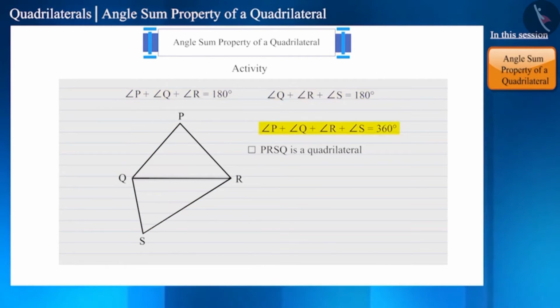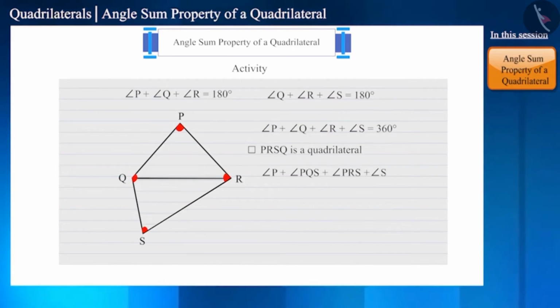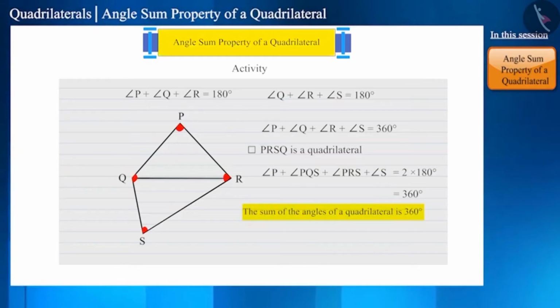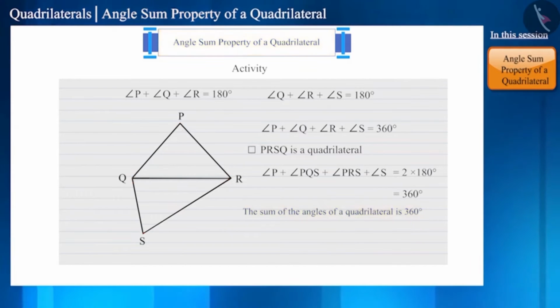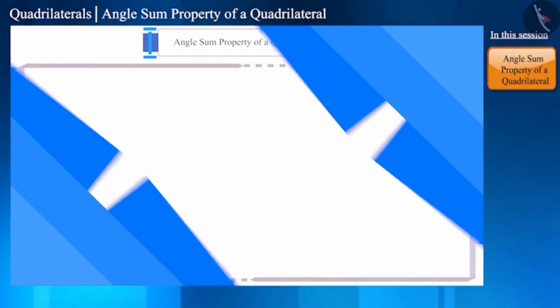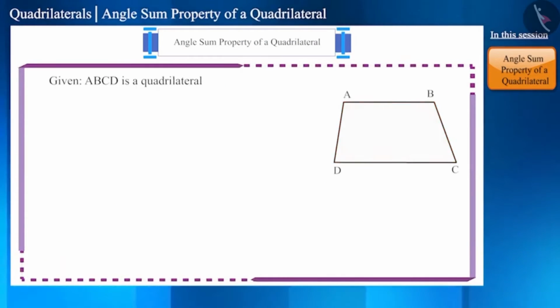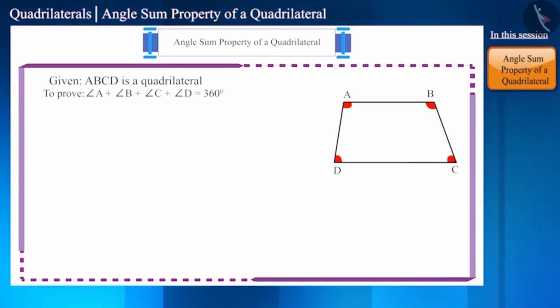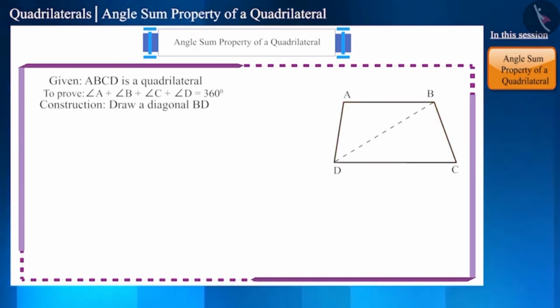In comparison to the triangle, a quadrilateral has 1 extra angle, but the sum of the angles of a quadrilateral is 2 times the sum of the angles of a triangle. This is what we call the angle sum property of a quadrilateral. We tested this property through an activity. Let us now try to prove it mathematically. Let's make a quadrilateral ABCD. We have to prove that angle A plus angle B plus angle C plus angle D is equal to 360 degrees. Now, by drawing a diagonal of this quadrilateral, let's divide this quadrilateral into two triangles.